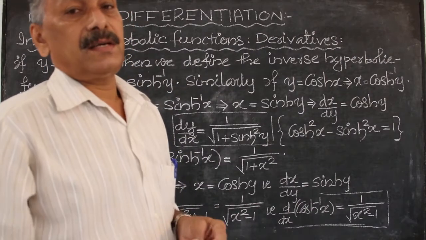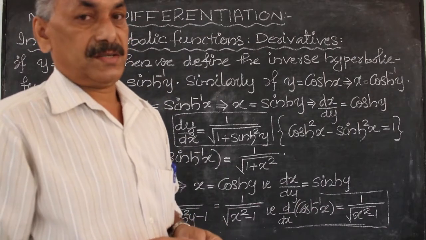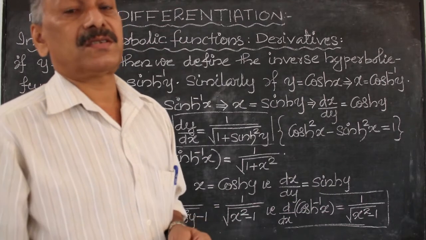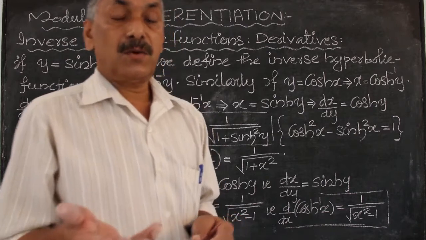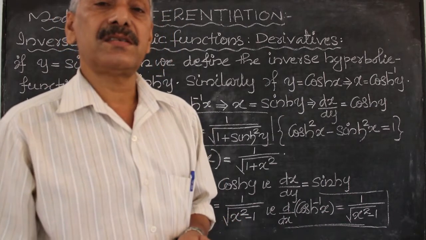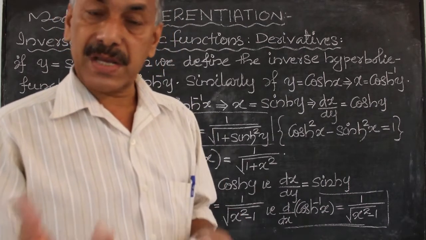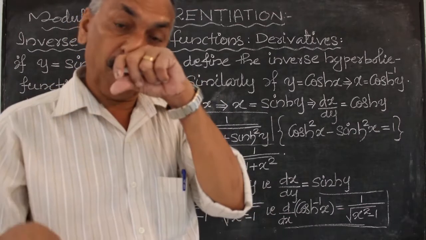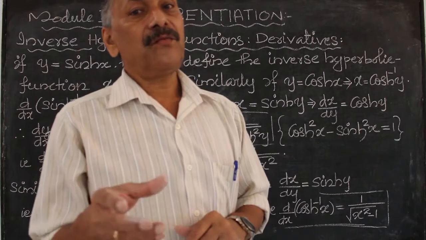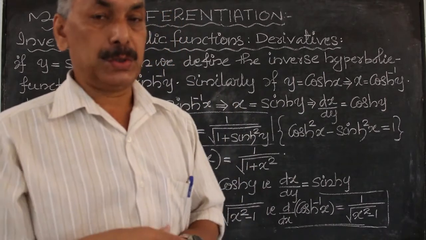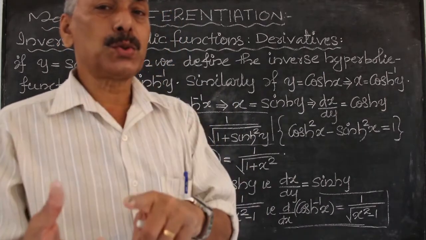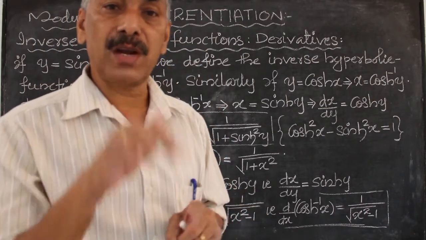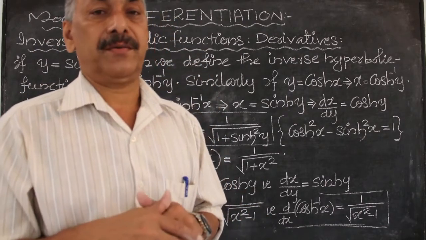Next we consider inverse hyperbolic functions. We have already seen the inverse trigonometric functions. That is how the inverse trigonometric function is defined. If y is equal to sin x, then we define x is equal to sin inverse of y. Sin 45 is equal to 1 by root 2. There, 1 by root 2 gives the corresponding angle. That is, sin inverse 1 by root 2 is equal to 45.